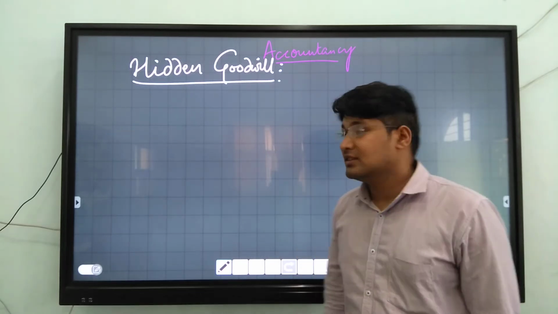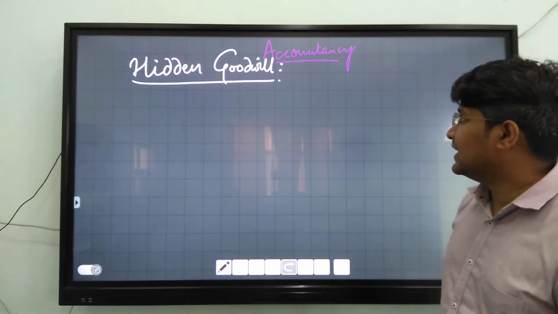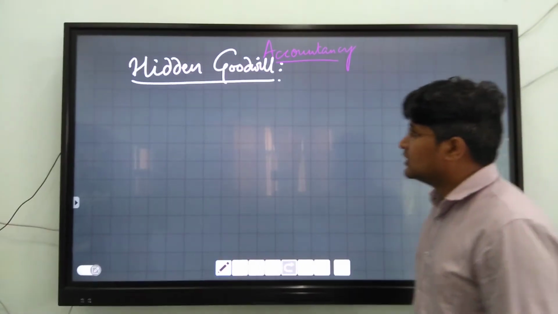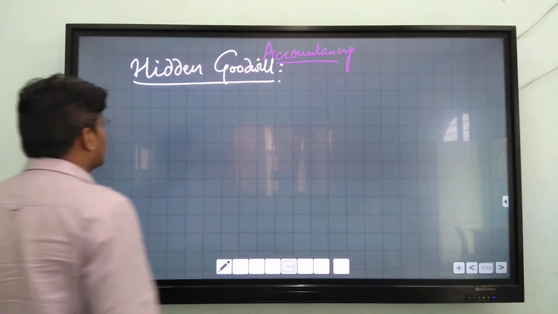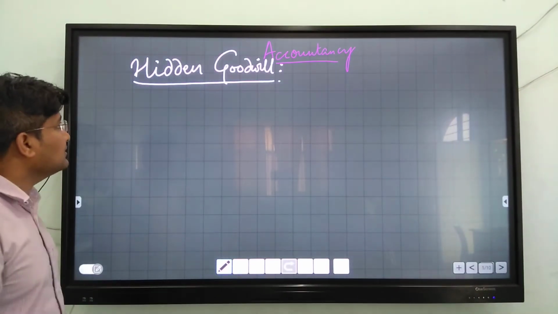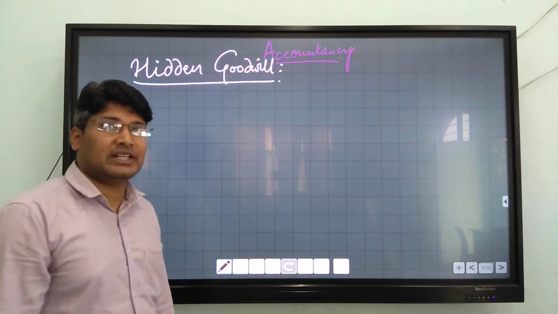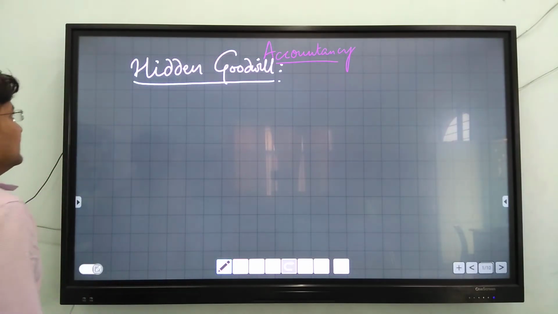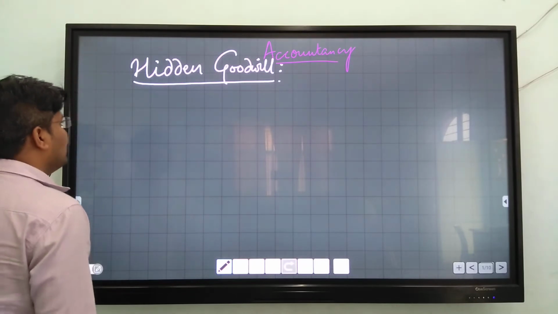Good morning, students. Today we will continue chapter number 5, that is the admission of a partner. Today's topic is how to calculate the hidden goodwill. Sometimes the value of the goodwill of the firm is not given in the question. Then you have to calculate goodwill on the basis of the new partner's capital.